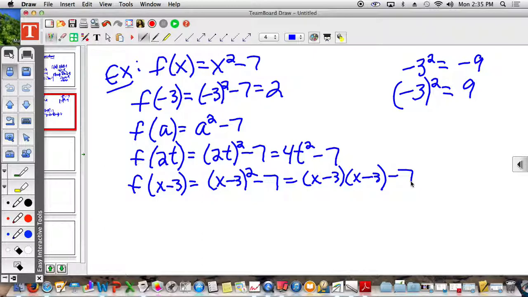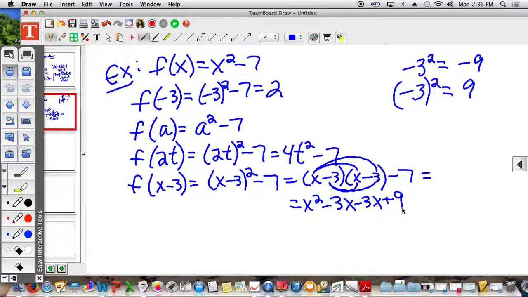When you FOIL this, you take the first times the first, the outside terms, then you multiply the two inside terms, and then you multiply the last terms. So help me out. What is x times x? x squared. You multiply the outside, x times -3, that gets you -3x. You multiply the inside terms, you get -3x. You multiply the last terms, you get a positive 9.